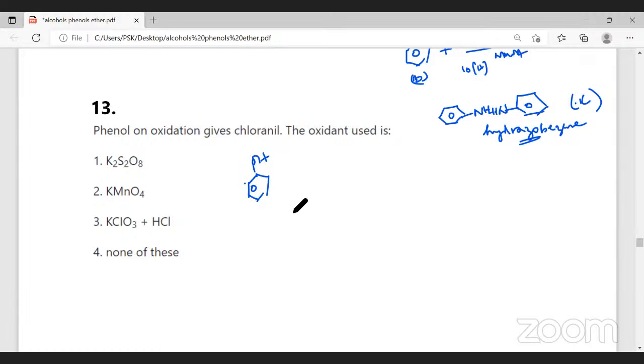When phenol is heated with potassium chlorate, KClO3, in the presence of HCl, we get a product like this. We have learned something called benzoquinone. If you remember, this is benzoquinone.